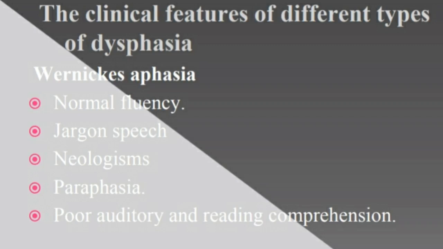Clinical features of Wernicke aphasia. It is the area responsible for the sensory or receptive part of speech, so the fluency is usually intact. It is characterized by normal fluency, jargon speech, neologisms, paraphasia, and poor auditory and reading comprehension.